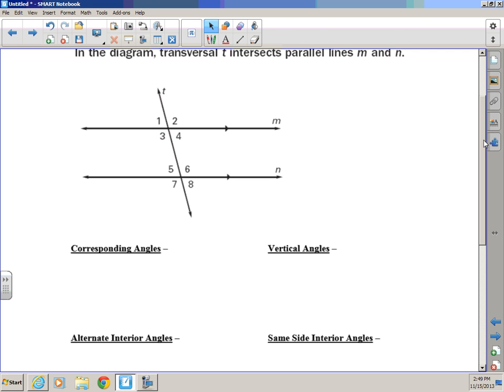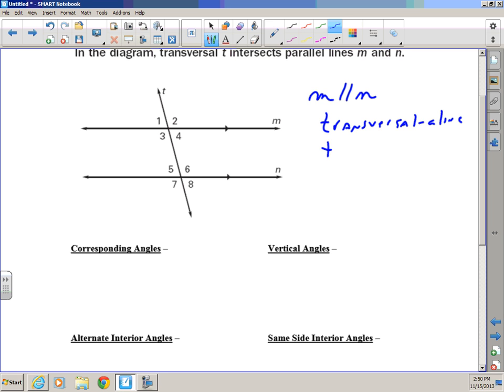Now, the first thing, just a couple of things. M and N are parallel lines. The little arrow here tells us they're parallel to each other. Or the 2 lines slanted is the symbol for parallel. Okay? T, or the line T, is called a transversal. And a transversal is a line that intersects parallel lines at more than one point.